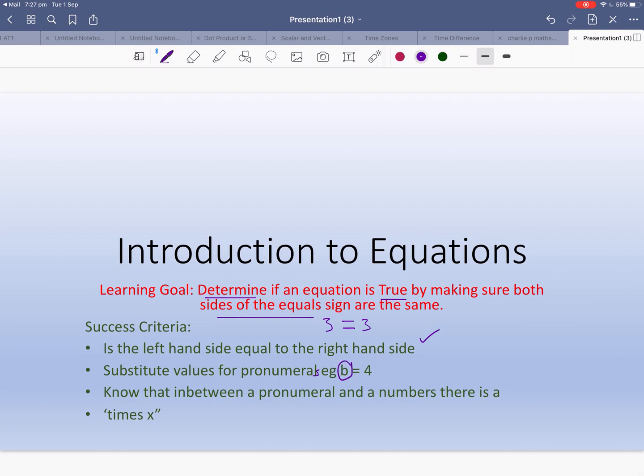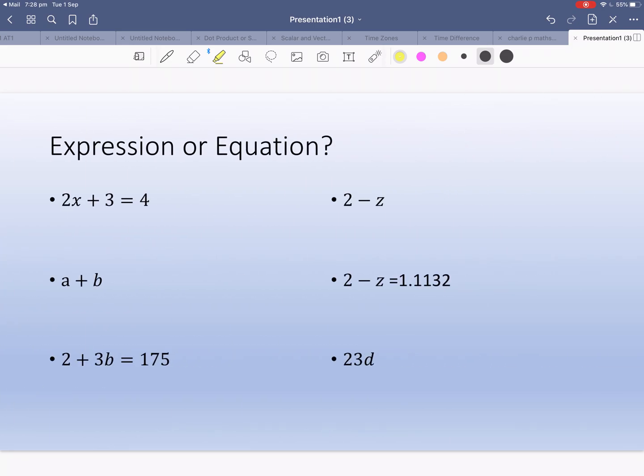A pronumeral is a letter in place of a number. And know that in between a pronumeral and a number, there is a times. So for example, 3x, in between there is a times. So we can rewrite that as 3 times x, and you'll hear me say this over and over again in the coming lessons. Mathematicians are too lazy to write it, but there's a times in between. So make sure we've got that, and let's go.